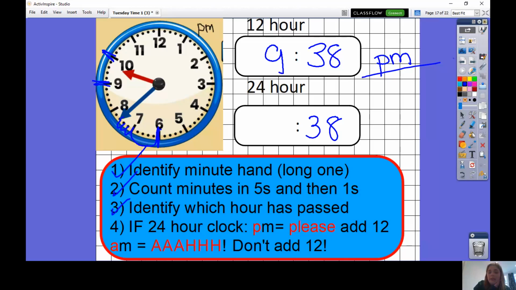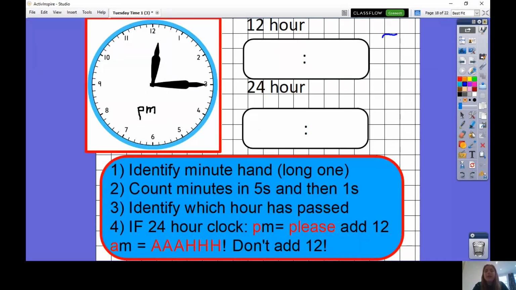That's a PM time. Please add 12. 9 add 12 is 21. 24-hour clock is 21:38. Okay, have another go at this one then. This is question 5 of your practice questions. Pause the video and have a go.